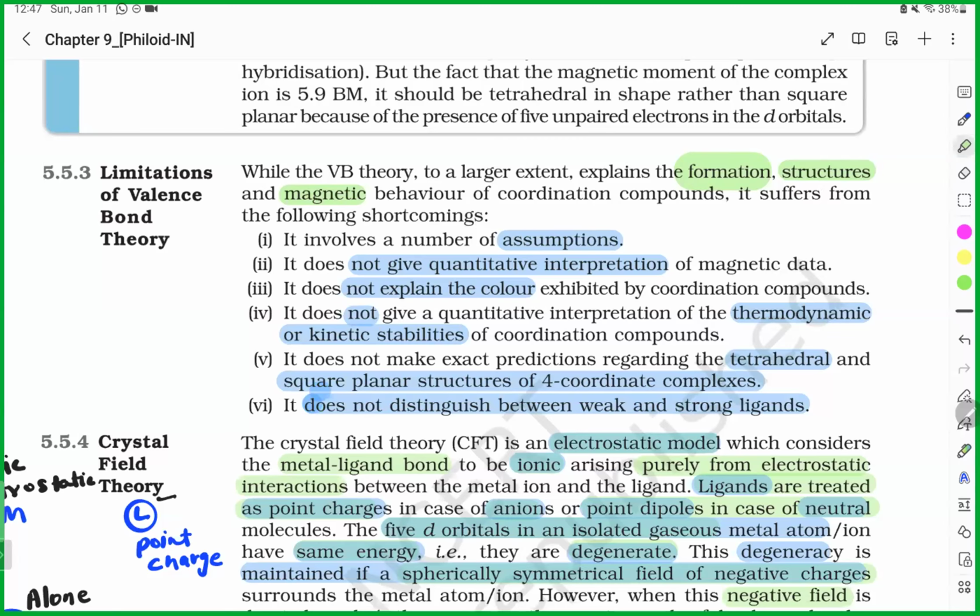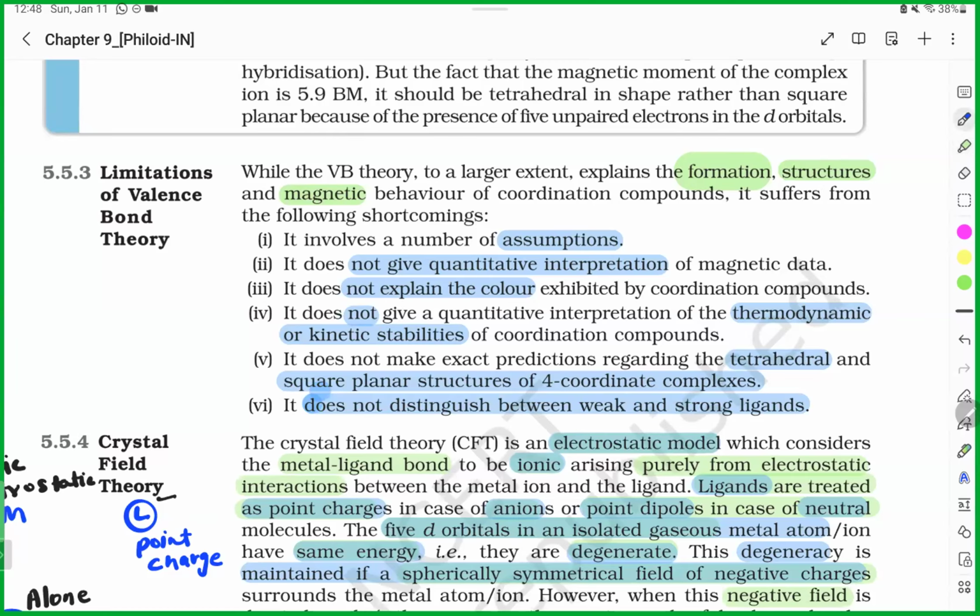We are not talking about the stability, the thermodynamic stability, how it is less stable or more stable, because you will see in crystal field theory we will talk about the energy, meaning thermodynamic stability, kinetic stability, but not here, correct? It is not telling us exactly how it is tetrahedral and square planar in the four-coordinate case. We can get an idea, but a detailed explanation was not given in valence bond theory.